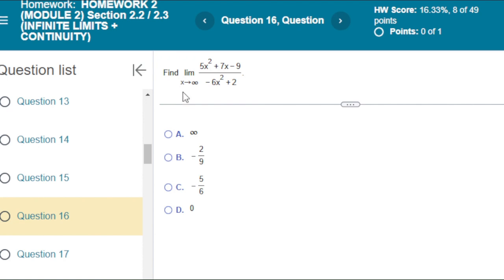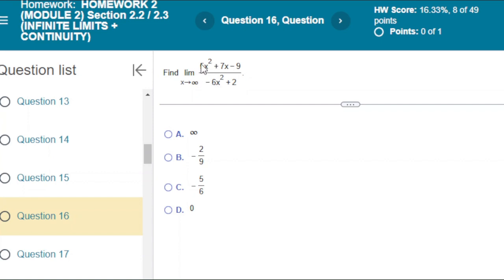Well, let's do a similar one here. What's the limit as x approaches infinity of this? Well, again, we have a degree 2 polynomial on top and a degree 2 polynomial on the bottom. They're both quadratic. So we can ignore these lower degree terms. We can ignore the 7x minus 9, we can ignore the plus 2, and just look at the 5x squared and -6x squared.